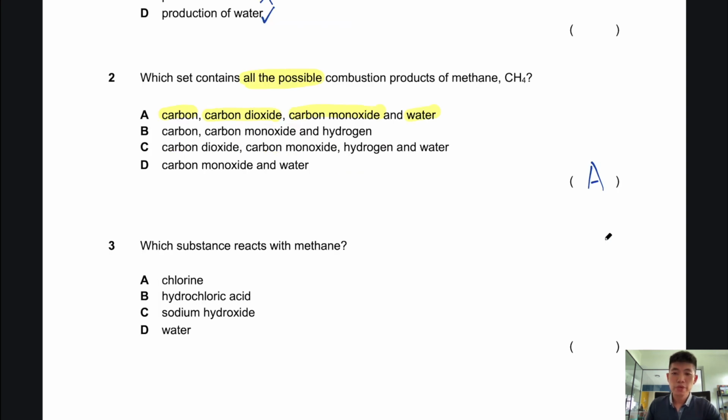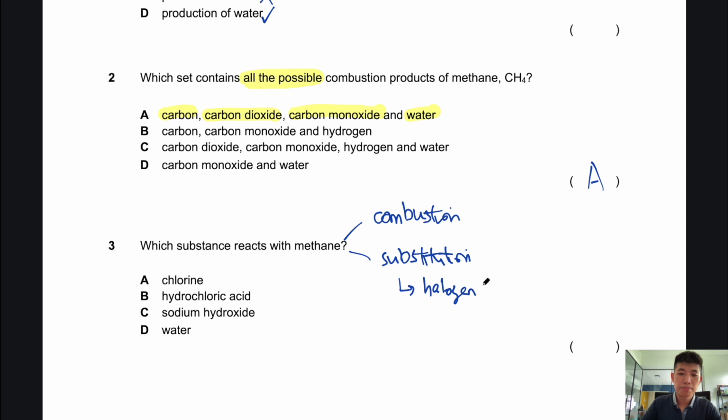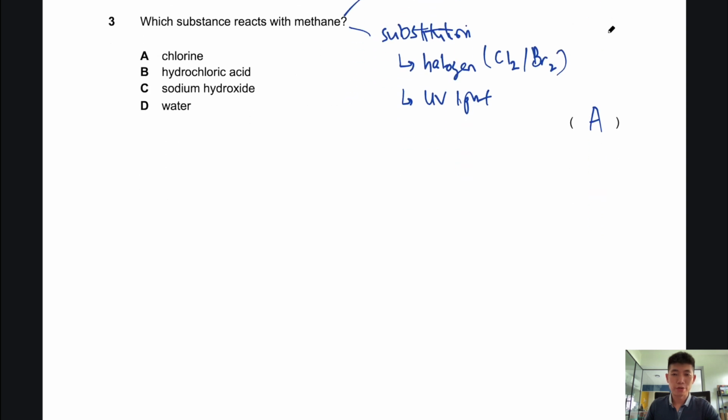Question 3, which substance reacts with methane? So methane reaction, there are two kinds. You have combustion, you have substitution. For substitution, it involves halogen, like chlorine or bromine, and the presence of UV light. Okay, so you have to choose from the list, chlorine will be the answer. Okay, got that? Okay, one more question I'd like you all to think about.